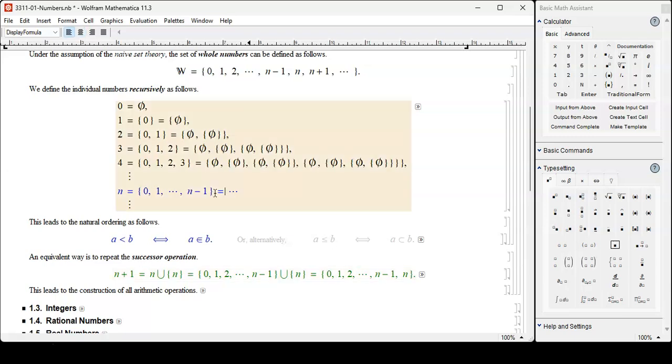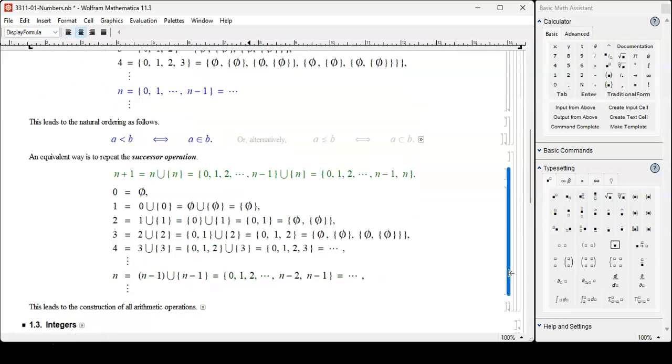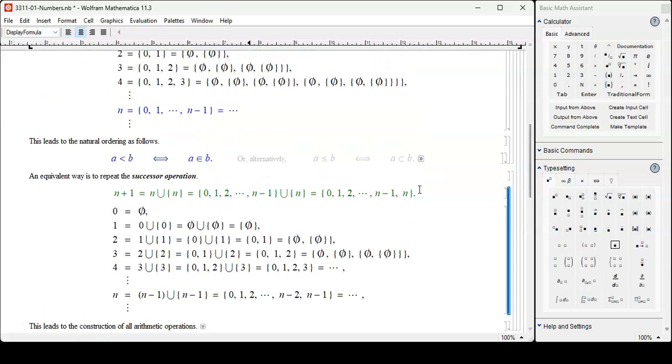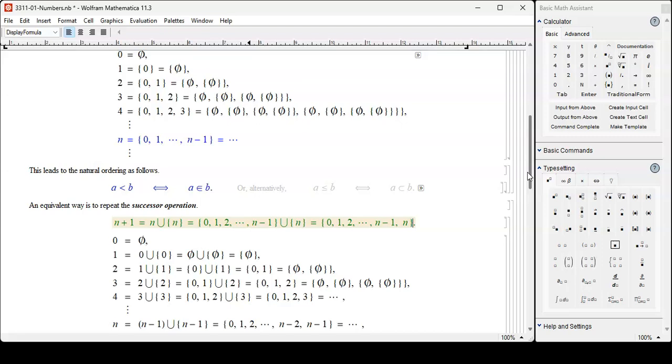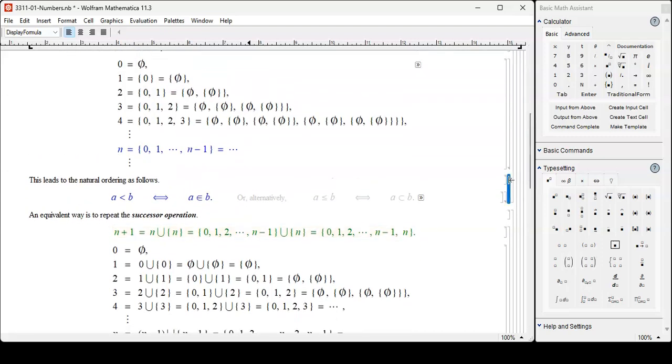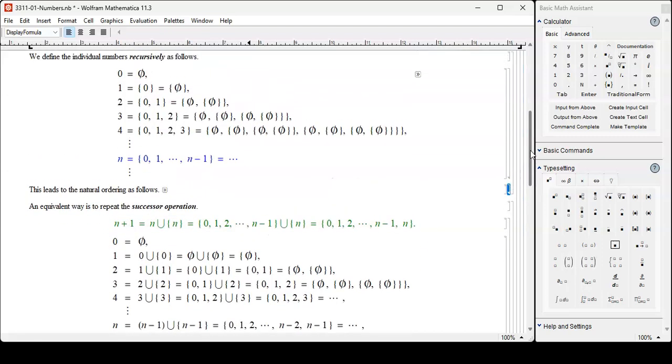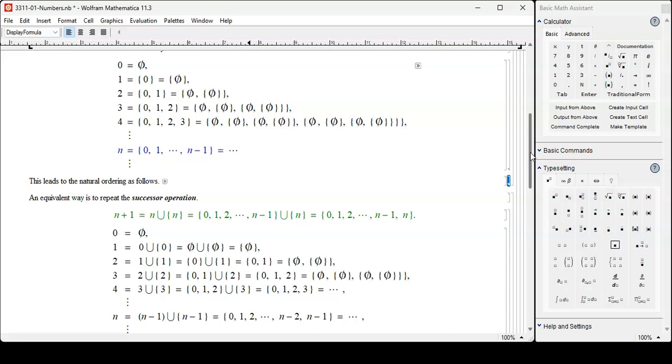Compare this green and this blue. They're the same. As a matter of fact, if you just repeat this green operation over and over again, let's compare these in the same viewing window. What do you see? They are exactly the same. We begin with the empty set, and the successor operation we get just 0.